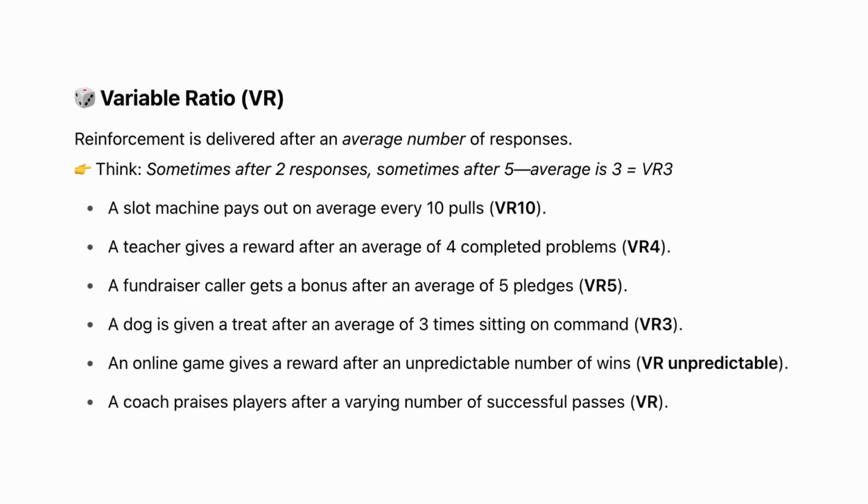Variable ratio, so it's based on responses, but it's variable. Slot machines again. A teacher gives a reward after an average of 4 completed math problems. So 4, then 10, then 6. A fundraiser caller gets a bonus on an average of 5 pledges. So around 5 pledges would vary a little bit. A dog is given a treat on the average of 3 times sitting on command. Again, it's variable, but on average 3.